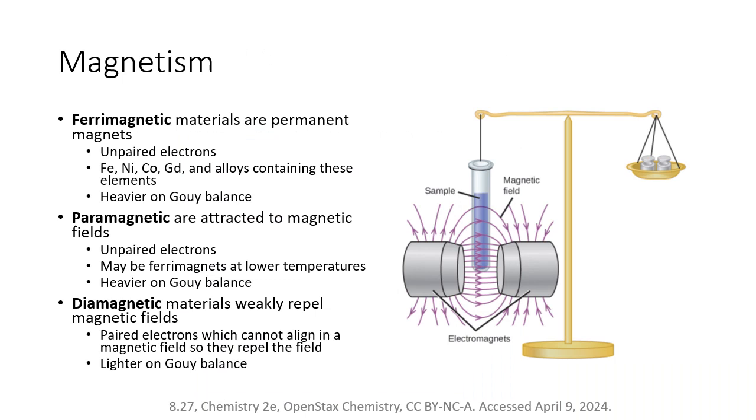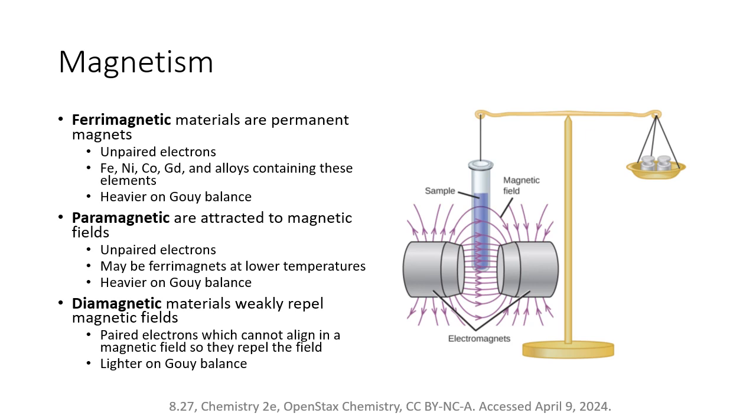Magnetism can be measured using a Gouy balance. I'm sure I'm butchering that explanation, but we're going to go with it. It's represented in this picture on the right. So if we place a sample in a magnetic field, it will get heavier if it's attracted to the field and lighter if it repels the field. So what are we talking about here?